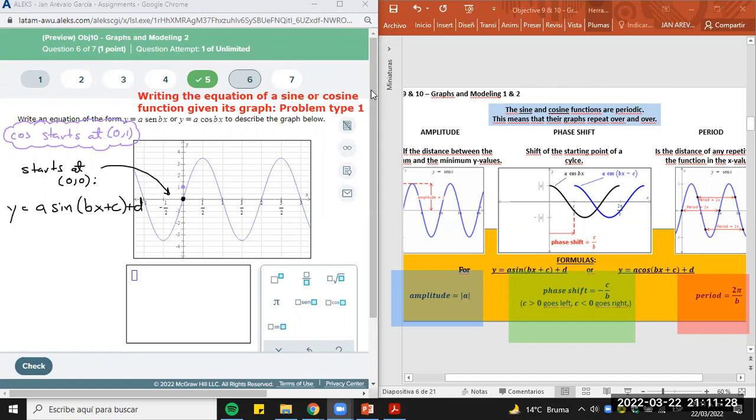You can notice that it is sine if it starts at 0, comma 0, or cosine if it starts at 0, comma 1, or actually it can start at 0, comma 2 or 0, comma 3 or other different than 0, comma 0, but 0, comma 0 is definitely sine.